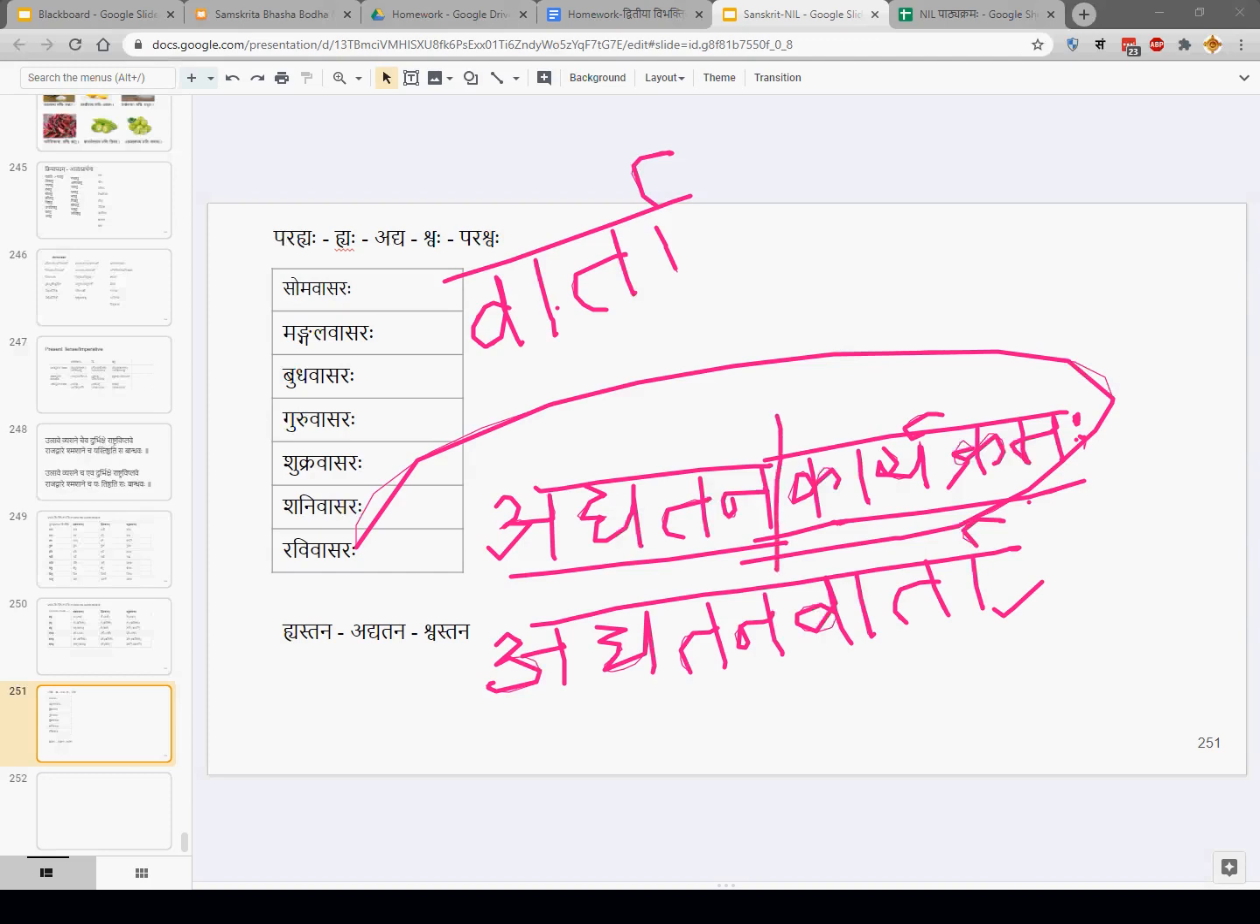Now, if you split it in between, then you need to take care of the lingam, vibhakti, vachanam, because this is an adjective, Visheshanam. Visheshanam has a rule: whatever it is describing, it has to be in the same lingam, vachanam, and vibhakti. For example, if you want to use Adyatana separately from Karyakrama, then Adyatana should have the same lingam, vachanam, vibhakti as Karyakrama. So what is the lingam of Karyakrama?